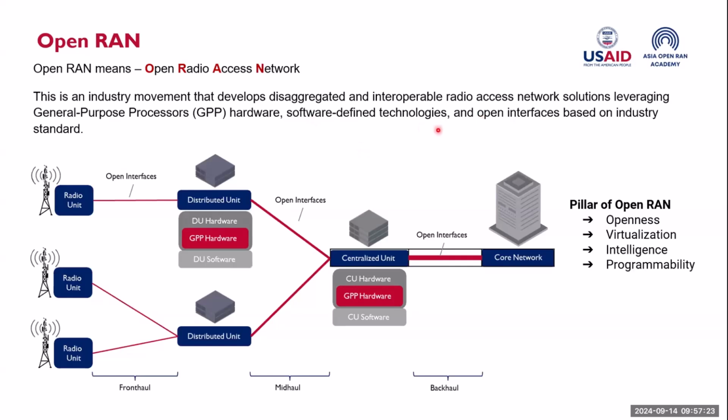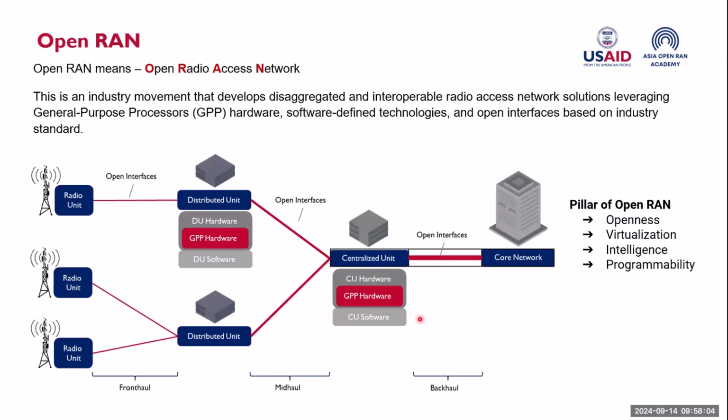Okay, so these are disaggregated and interoperable radio access network solutions. So when we say disaggregated, we are separating the hardware component from the software. Okay, it's no longer like you buy the whole package of one radio that includes the software. So in this case, for example, in the centralized unit, you can buy a typical Dell server, and then you can install the software of another vendor like Pioneer or Parallel Wireless. Okay, that's why it's called disaggregated.